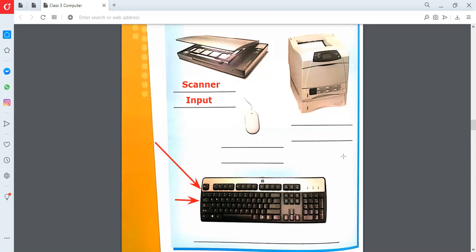This device has many buttons. More than 100 buttons are there on this device. It is used to type. Is it an input or output device?